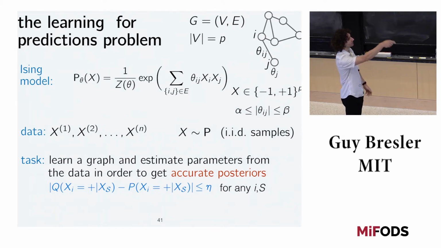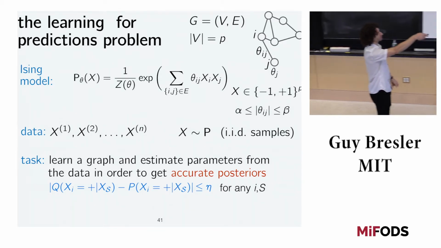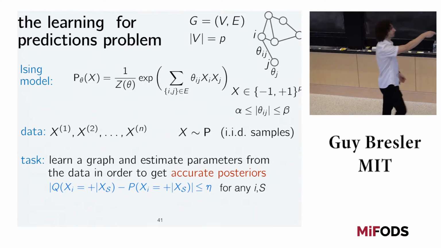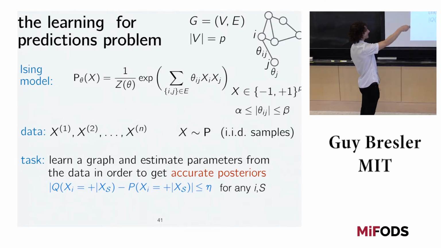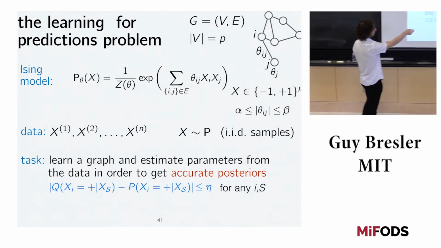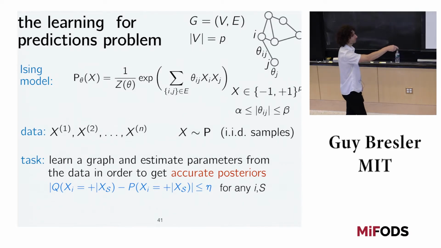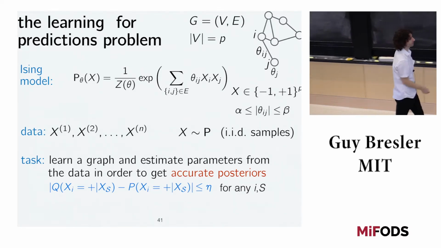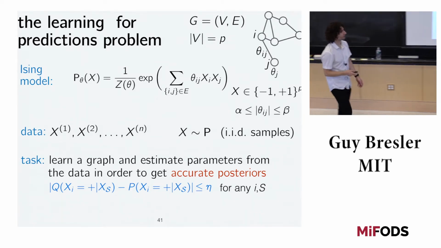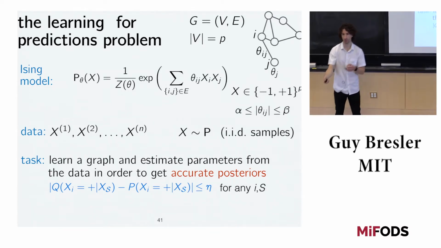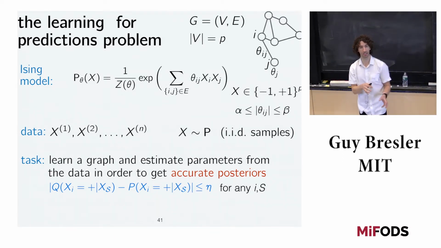It's exactly the same. We have an Ising model. Let's for now assume that the parameters are bounded below by alpha and up by beta. Same thing, n samples. Now you want to learn a graph and estimate parameters from the data in order that your Q, which I'm writing for your estimated distribution, the posterior computed using Q, is close to the true posterior. Or this eta here is the accuracy in the posterior. And in general, you might hope for this posterior to be accurate for any node that you wish to compute the posterior of, and given any set of partial observations.